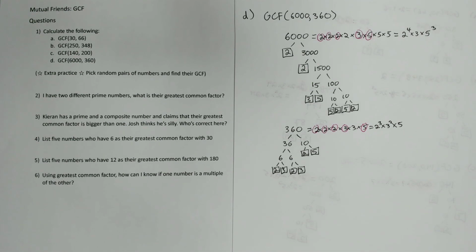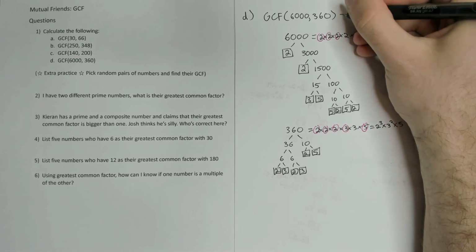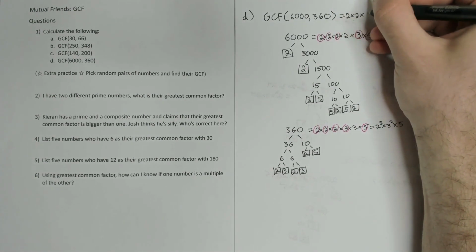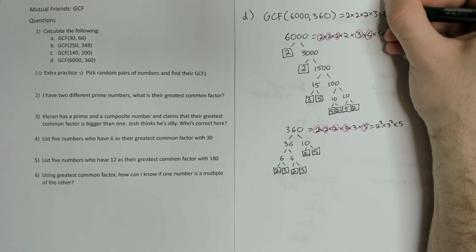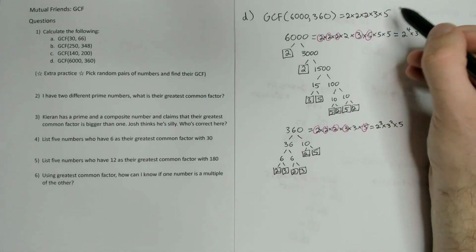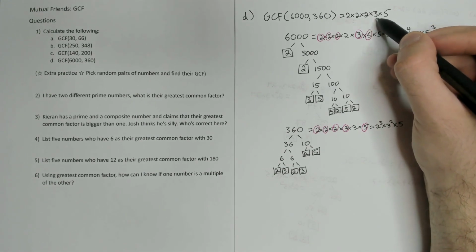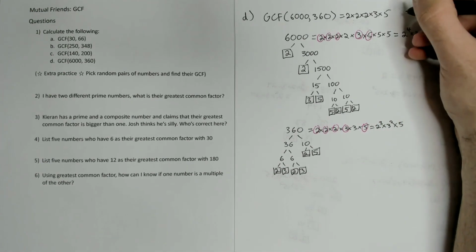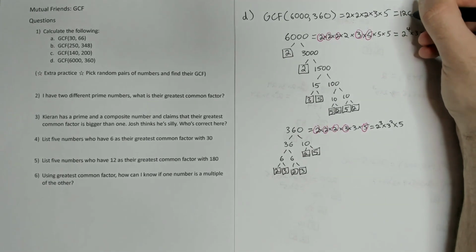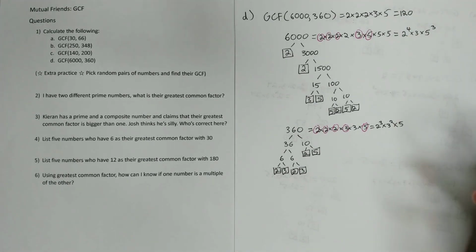So that means our greatest common factor is going to be 2 times 2 times 2 times 3 times 5. All right, so let's see. 2 times 2, that's 4. Times 2 is 8. 8 times 3 is 24. 24 times 5, this is all going to be 120. All right, so the greatest common factor of 6,000 and 360 is 120.